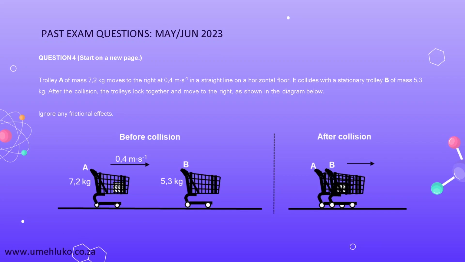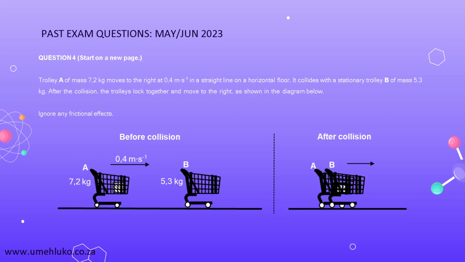Right, so in front of you, what you see is two trolleys. One is trolley A and the other is trolley B. According to the statement, trolley A, which has a mass of 7.2 kg, moves to the right at 0.4 meters per second in a straight line on a horizontal floor. It collides with a second trolley, trolley B, which has a mass of 5.3 kg.